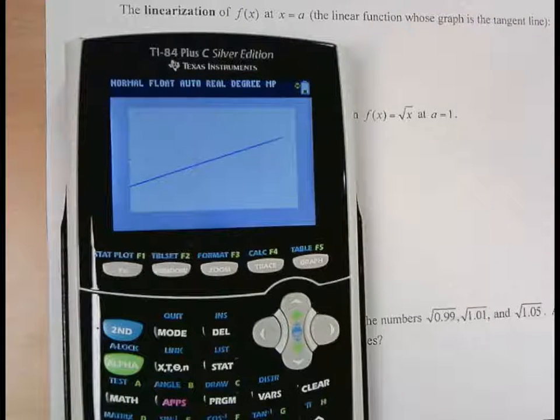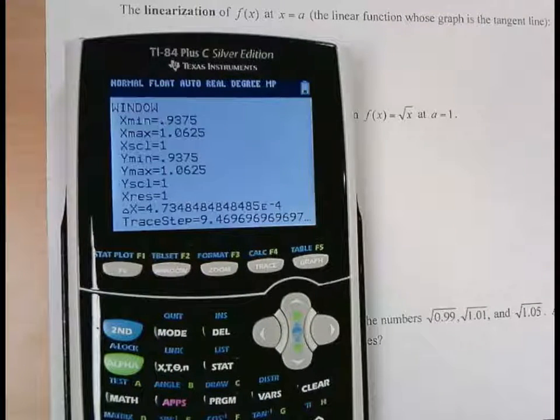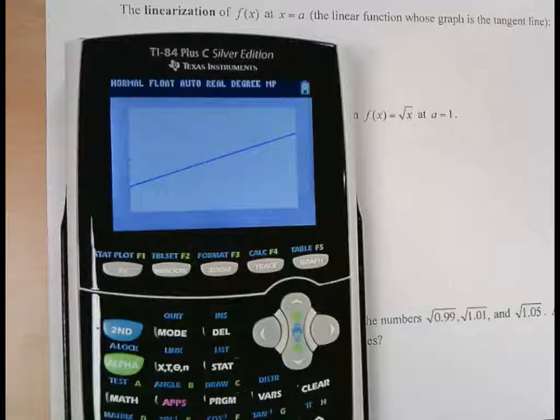So I just hit enter again. My cursor was still at 1, 1. Now I'd say it looks even more linear. You could go to your window and see how small of a window your calculator has created when it's graphing. Okay, but this is so you understand what a linear approximation is.